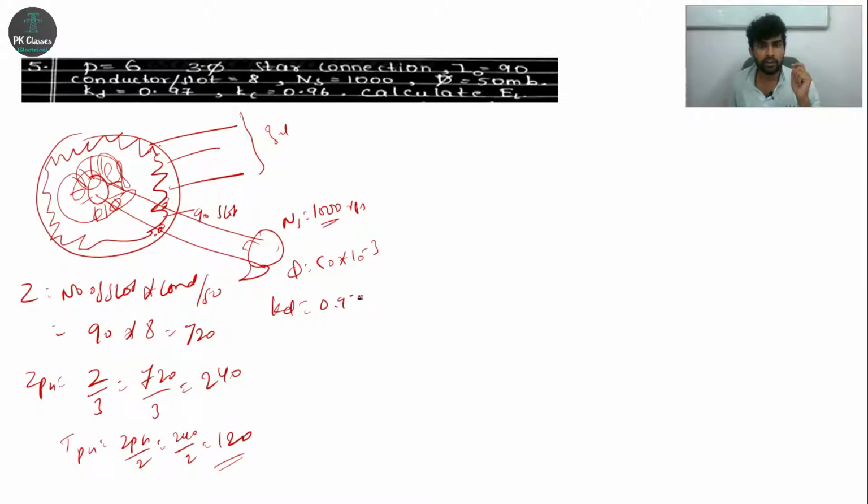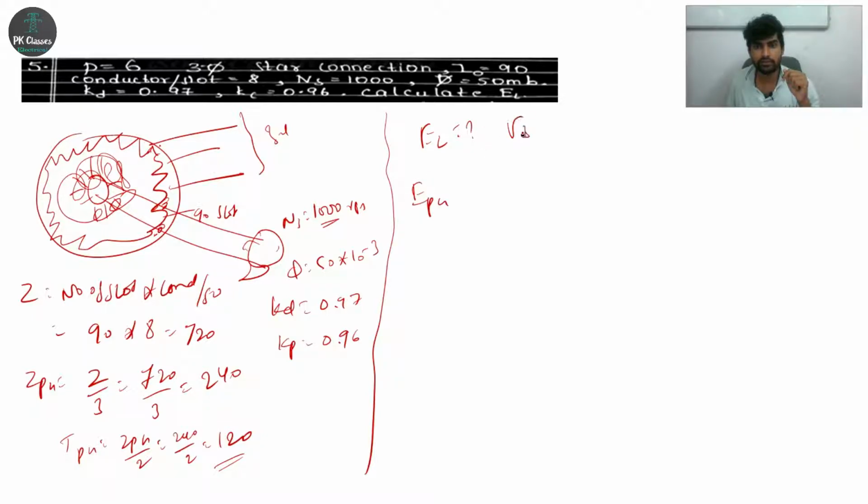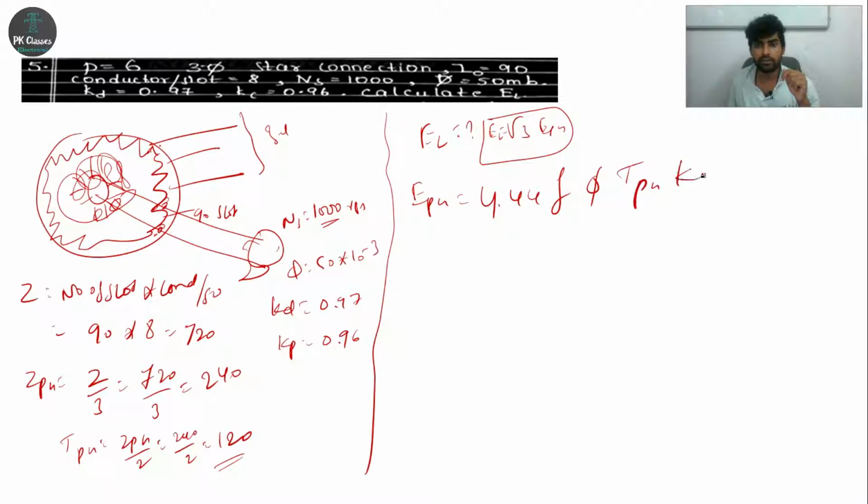Kd is given 0.97. Kp is given, okay, or Kc, the coil span factor or pitch factor, right? So calculate EL. EL we need to calculate, right? What is the formula for EL? EL is equal to root 3 E phase, right? So we want E phase now. E phase is equal to 4.44 f phi T phase Kp Kd. Frequency they have not given. We need to calculate frequency now.